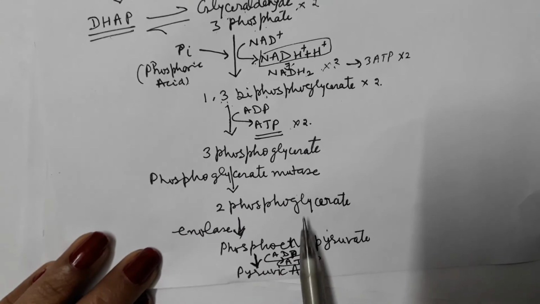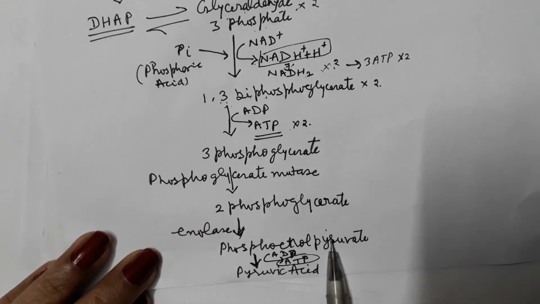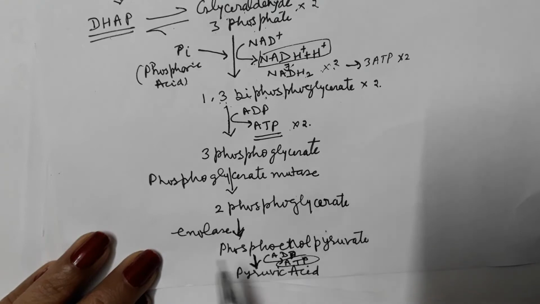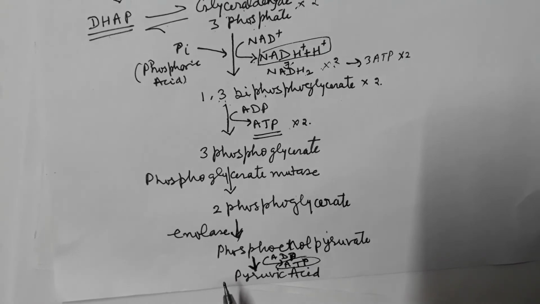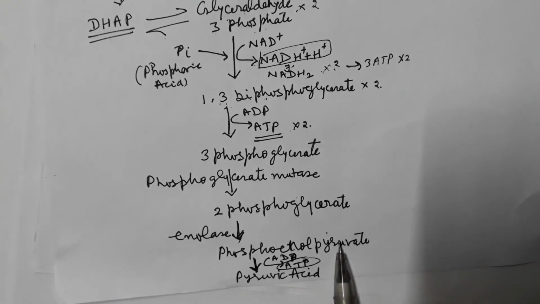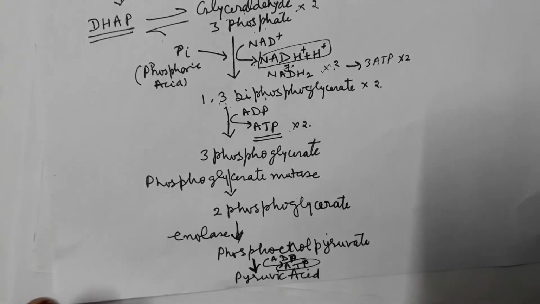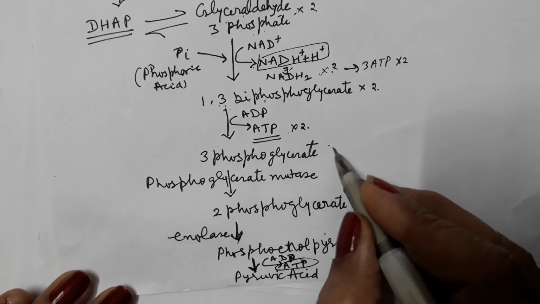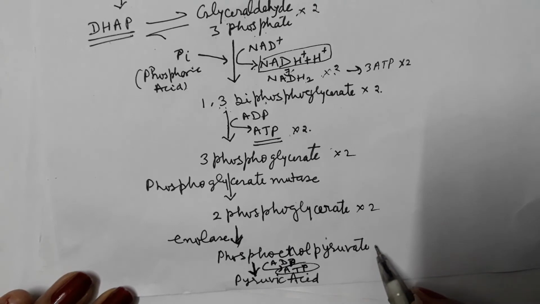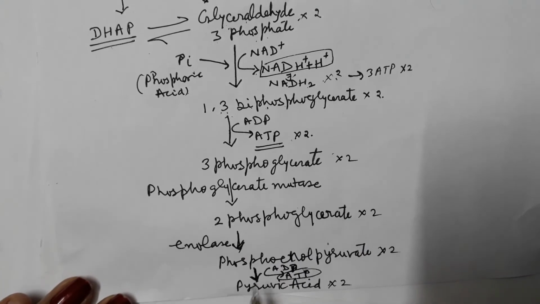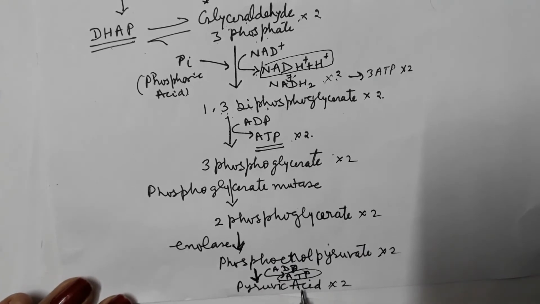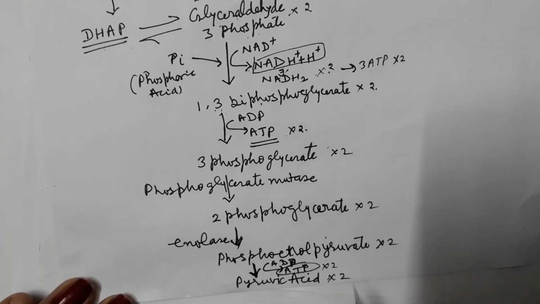2-phosphoglycerate later on is converted into phosphoenol pyruvate. This step is catalyzed by the enolase enzyme. In the next step, phosphoenol pyruvate is converted into pyruvic acid, and 2 molecules of pyruvic acid are produced here. In the last step, when phosphoenol pyruvate is converted into pyruvic acid, ATP is also produced in this step. So 2 ATP are produced in this step.